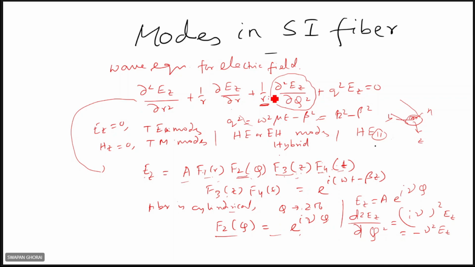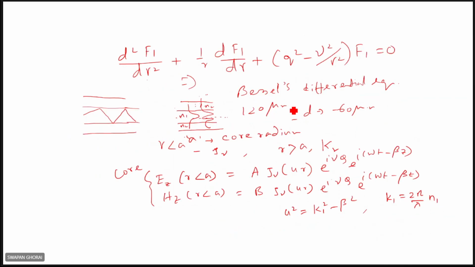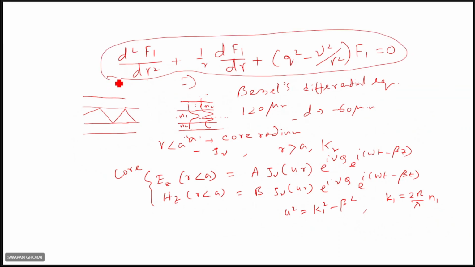So q square minus nu square by r square will be there. I think you know, this is one of the most standard equations in mathematics. This is a second order differential equation, which is Bessel's differential equation. So the solution will be in terms of Bessel functions, right? Directly you can write the equation in terms of Bessel functions.